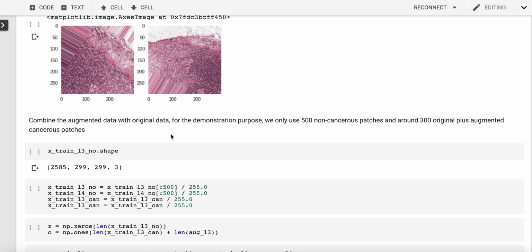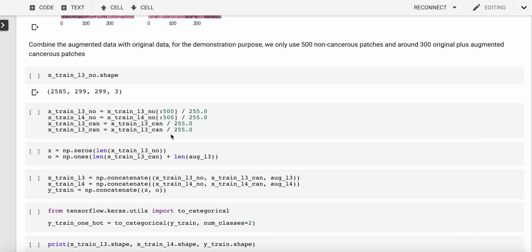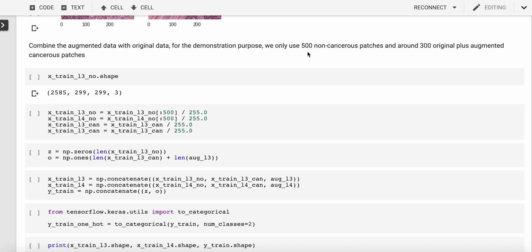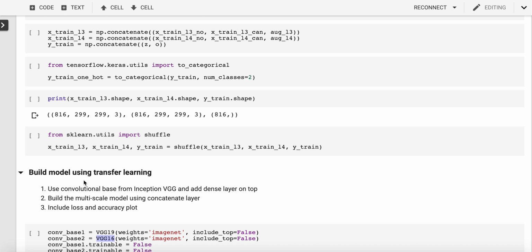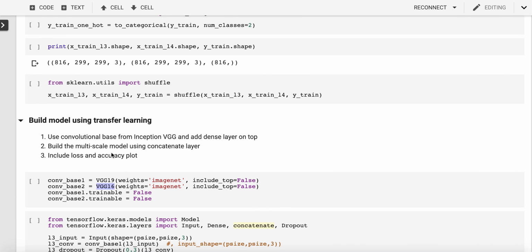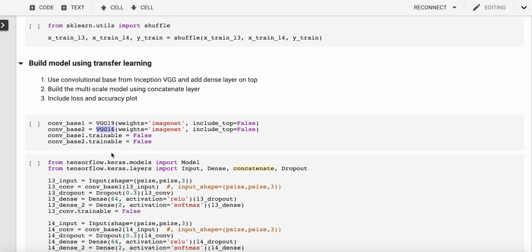And to combine them with the original data, we take only 500 non-cancerous patches. So altogether, we have a little bit more than 800 patches that we can use as our training data. And let's shuffle them. Then we can start building our model. So this is the part where I got stuck.